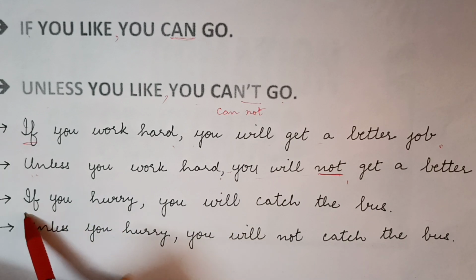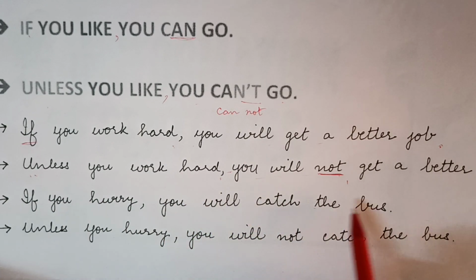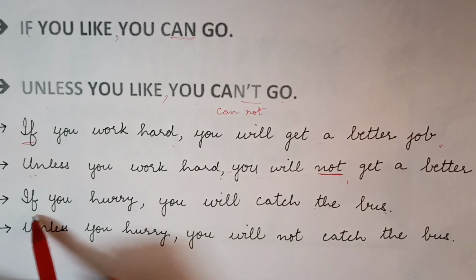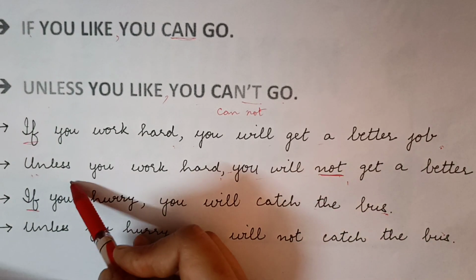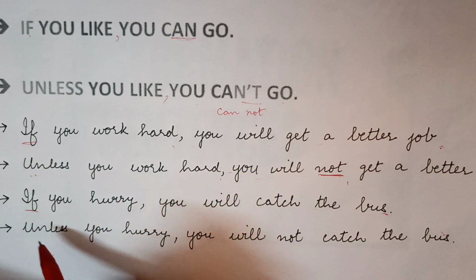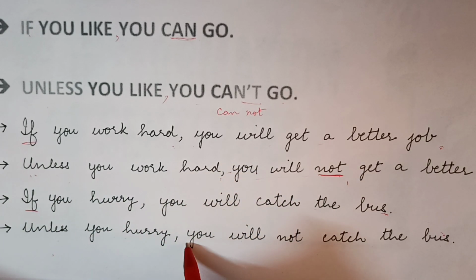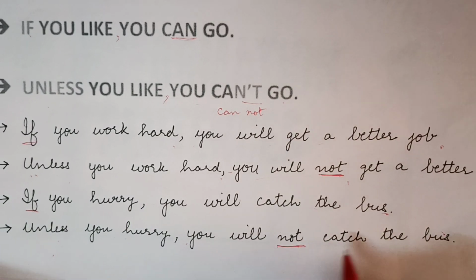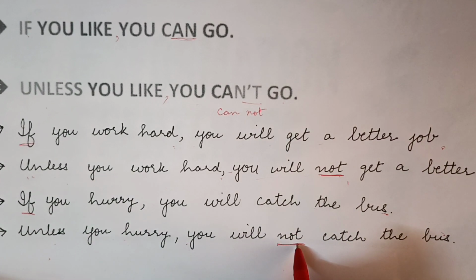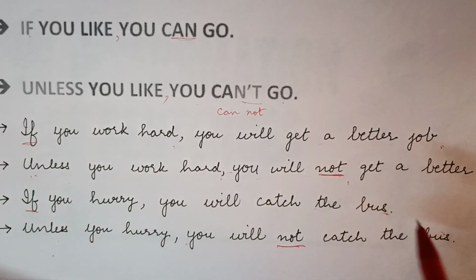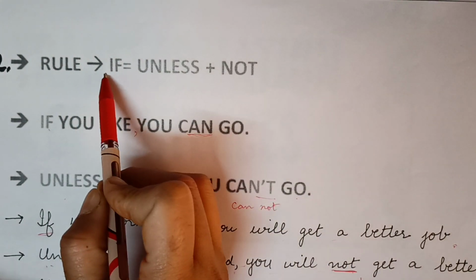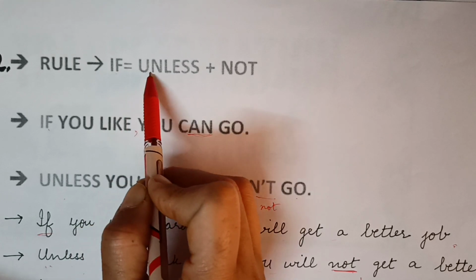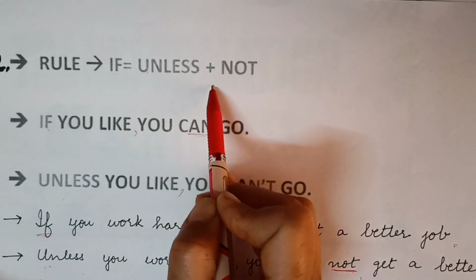Let's take another example. If you hurry, you will catch the bus. So again, there is no negative. We have if but no negative in the statement. In this case, you will rewrite the statement. Instead of if, you will use unless: unless you hurry, you will not catch the bus. So we have added not in the second part of the statement. So this is another rule: where you are given a statement with if, and there is no negative in the statement, you will rewrite the statement using unless plus not.